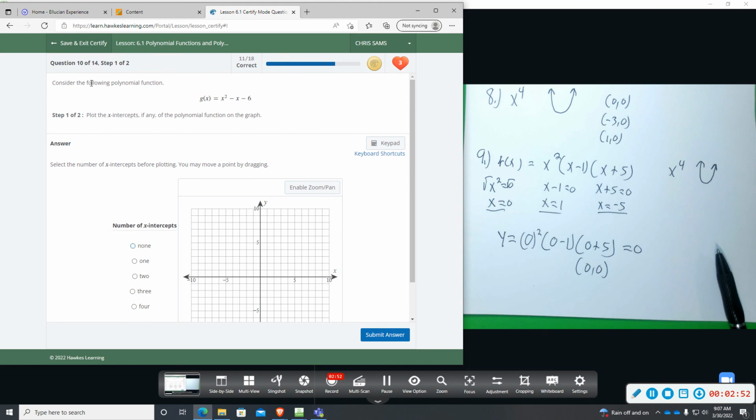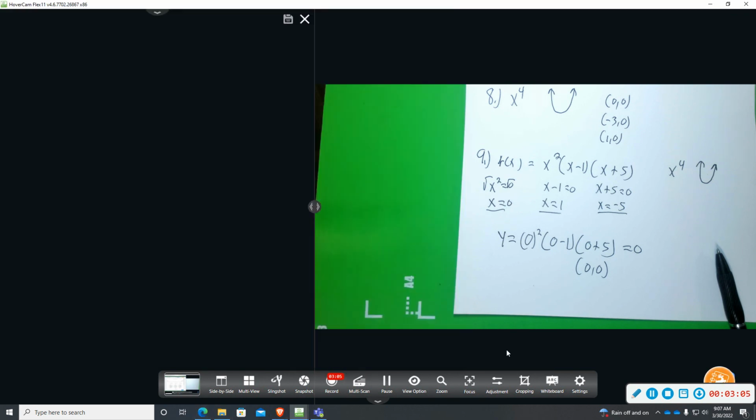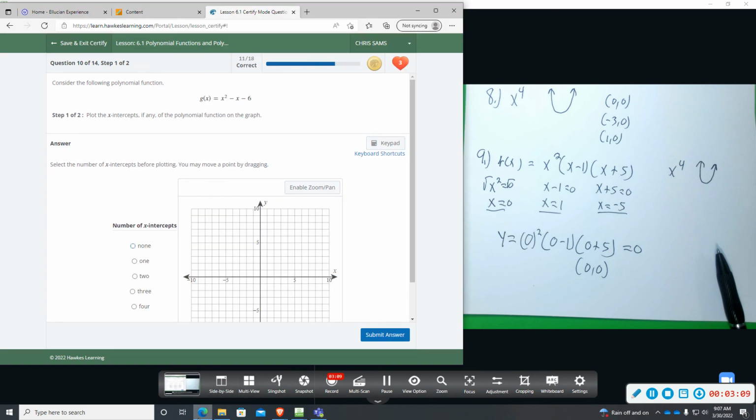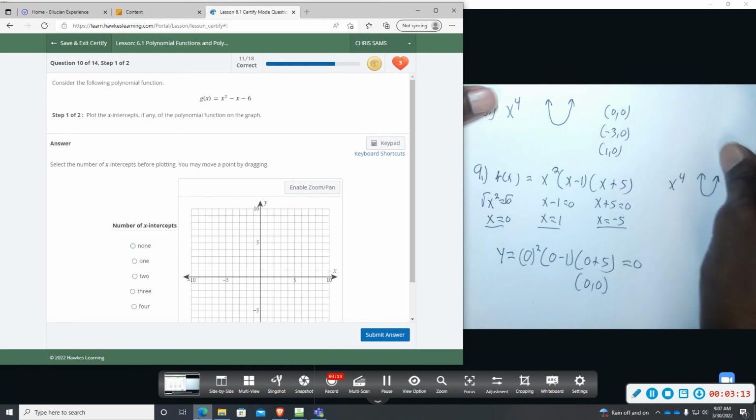Okay, number 10, we have two parts. First, we want to plot the x-intercepts, if any, on the graph. All right, so let's see if we can find the x-intercepts. Let's let the calculator do it this time. Just kind of, oh, I think I closed it up. Oh, well, we'll just do it by hand then. We'll just factor it.